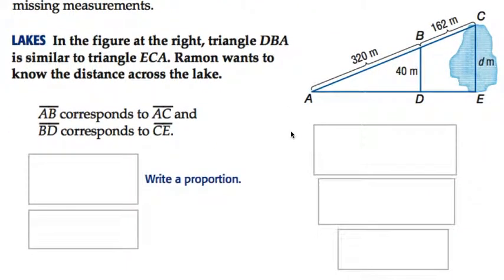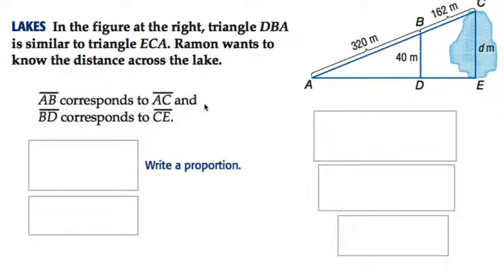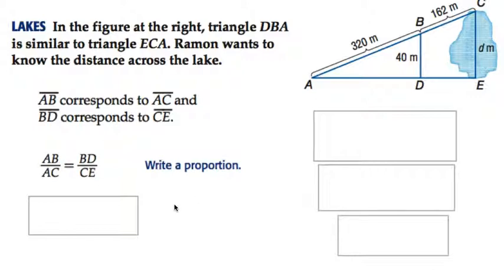So we're going to set up a proportion where we know that AB corresponds to AC, right? So the length from A to B corresponds to the length from A to C, and the length from B to D corresponds to the length from C to E. So we're going to use the proportional sides. So AB over AC equals BD over CE. Okay, we're just using those proportions and setting those up.